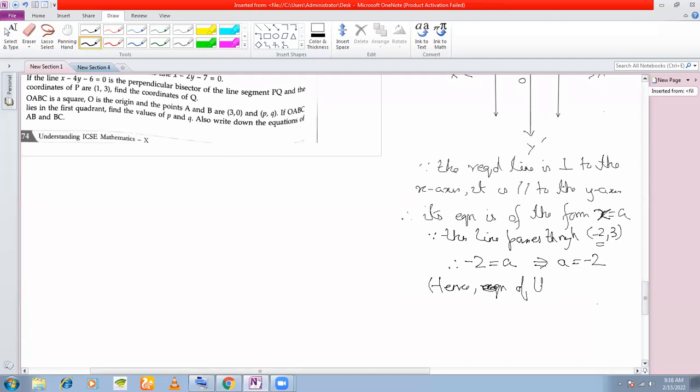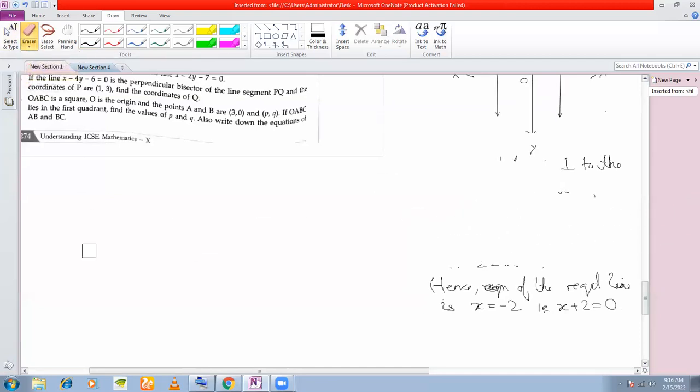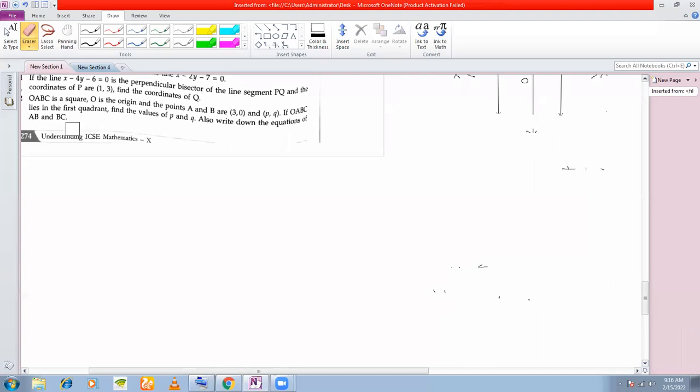Equation of the required line is x is equal to minus 2, right? Or you can also write it as x plus 2 is equal to 0. Okay, that solves the next part of the question also. Fine. So we proceed to the next question.